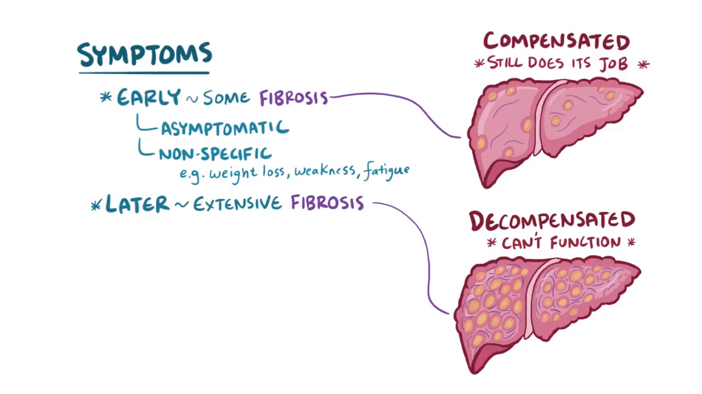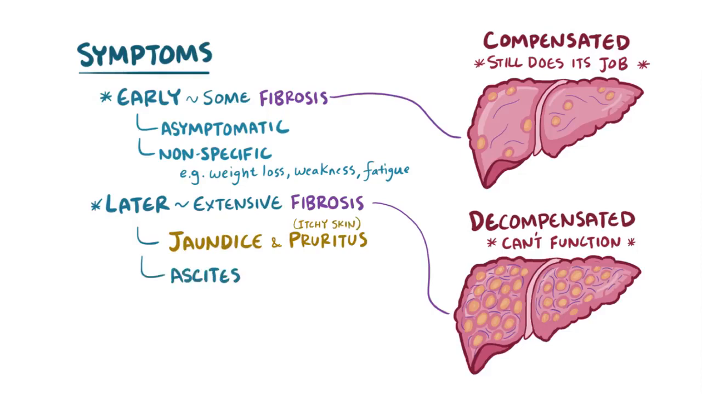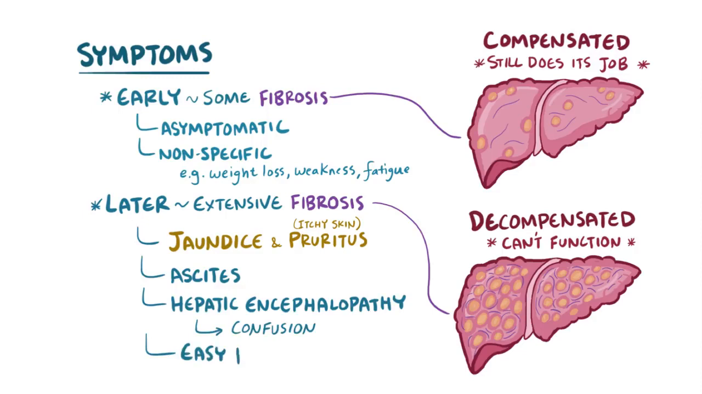At this point, a lot of the described symptoms start to develop, like jaundice and pruritus or itchy skin, ascites, hepatic encephalopathy, which can lead to confusion, and easy bruising from low coagulation factors.